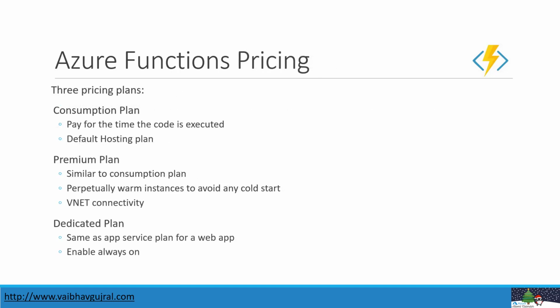Coming to pricing, for Azure Function, there are 3 different pricing plans. To start with, the first plan is consumption plan, where you pay for the time the code is executed. When you create an Azure function, this is the default hosting plan. The second option is premium plan, which is similar to consumption plan but with some added features, including perpetually warm instances to avoid any cold start and VNet connectivity.